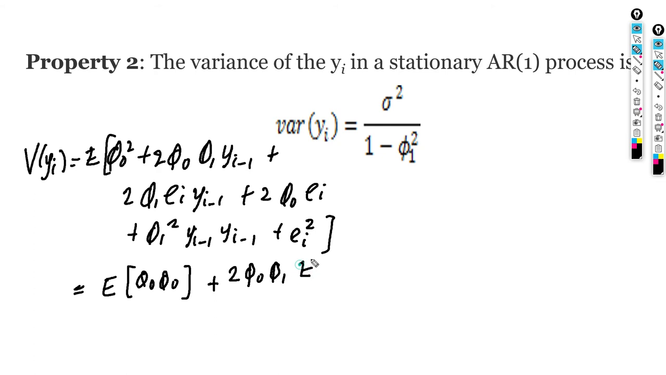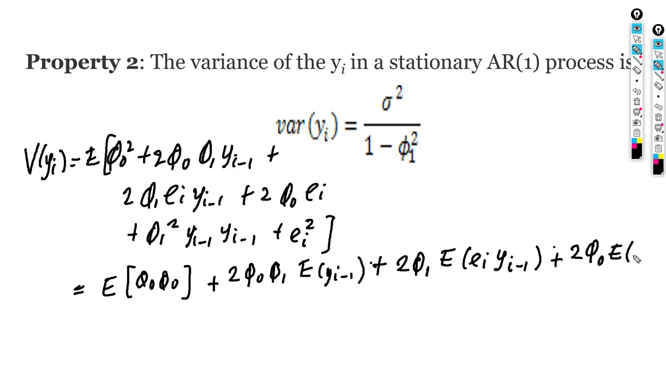Expectation of y_{i-1}, okay, and then plus φ2 times... φ1 is a constant multiplied by the expectation of ε_i. Plus φ2 is a constant here, φ0 is a constant, expectation of ε_i. So φ1 is a constant multiplied by the expectation of y_{i-1}.